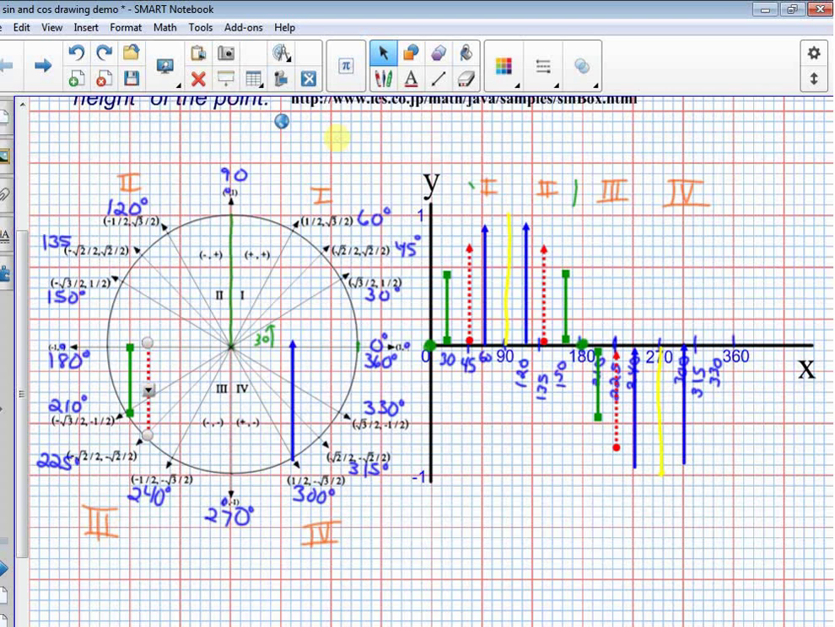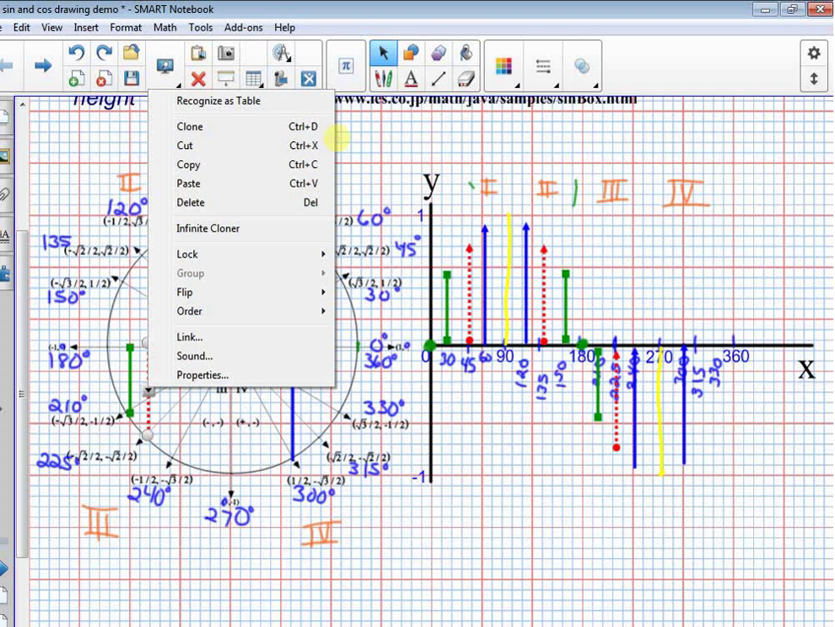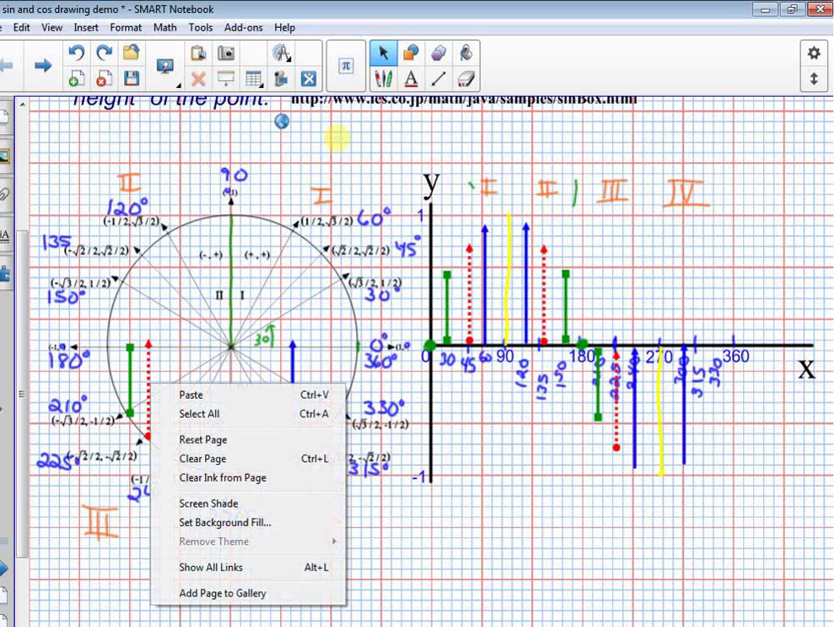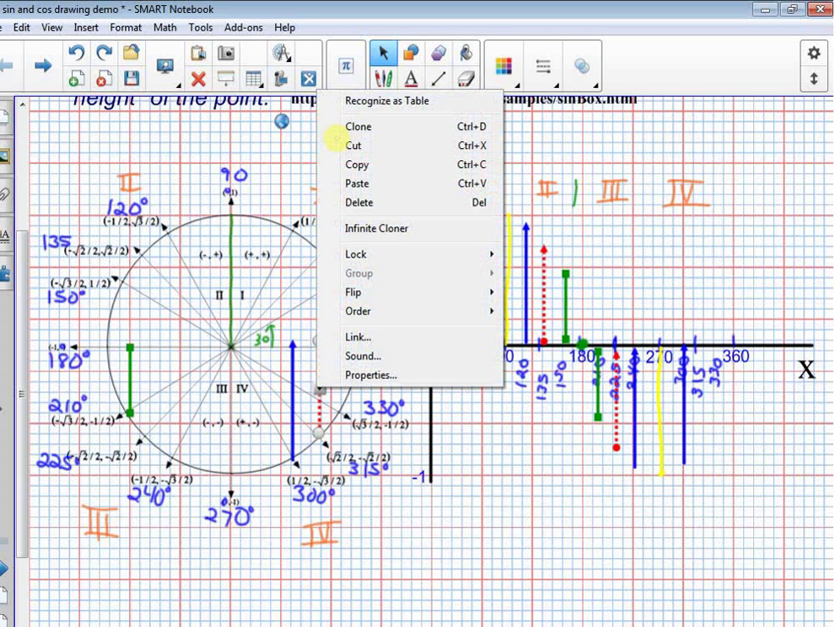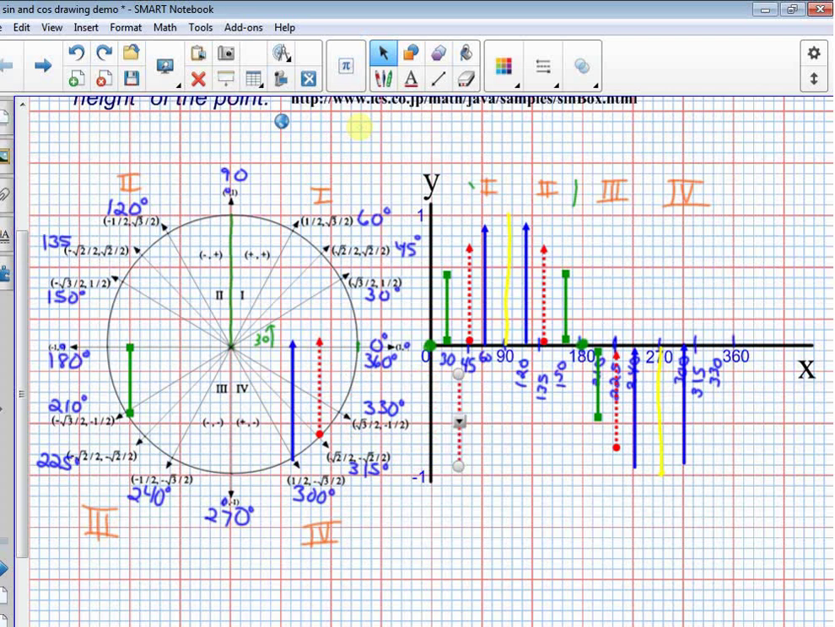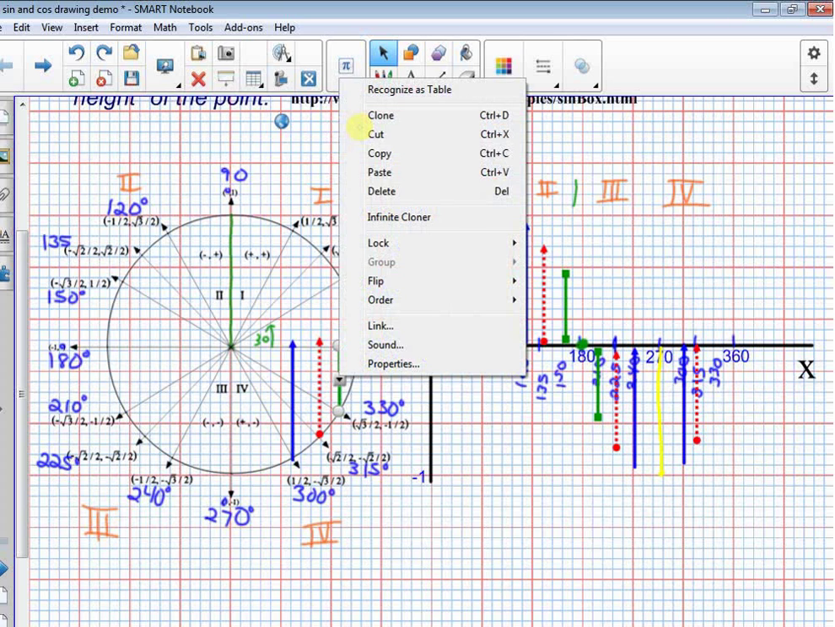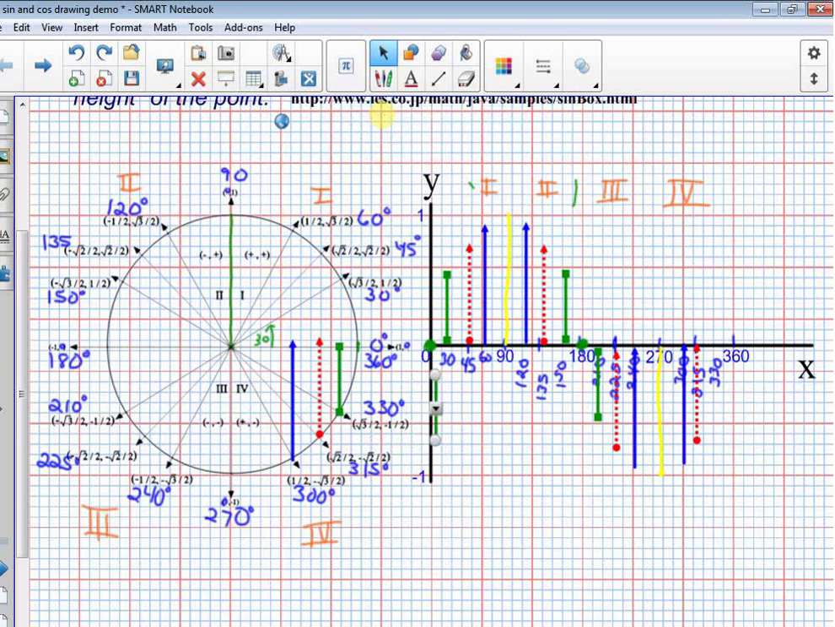And then at 315, we're about there. So we'll clone that and put that piece in at 315, and the last one is at 330. All with these reference angles of the same amount, 30, 45, or 60. Those distances are the same. But now notice we're down, so that's why these are down below. And then at 360, the y-coordinate is 0.